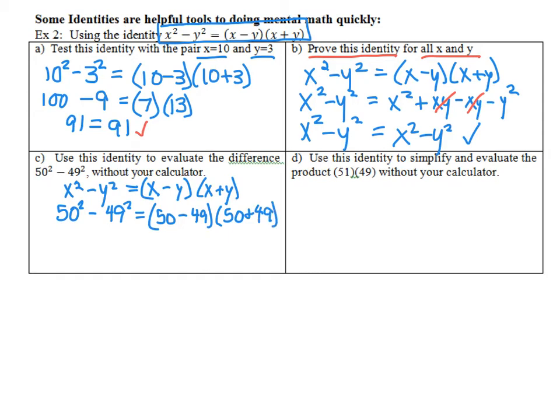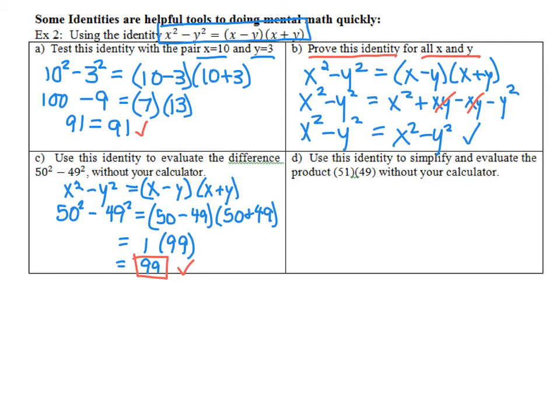So we're using the identity that we've just proven to calculate this answer. 50 minus 49 is 1. 50 plus 49 is 99. 1 times 99 is 99. So if we were to do this calculation on our calculator, 50 squared minus 49 squared, we would get 99. Now, of course, we've used a different calculation to get to that point.